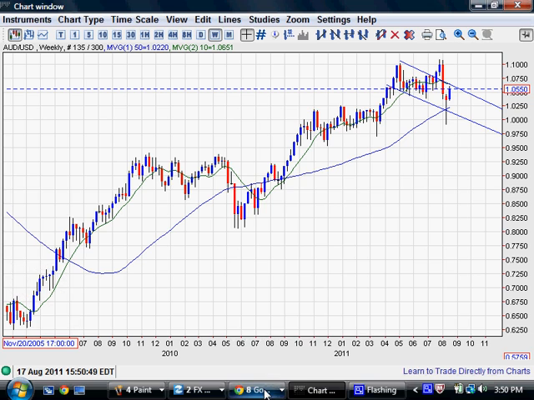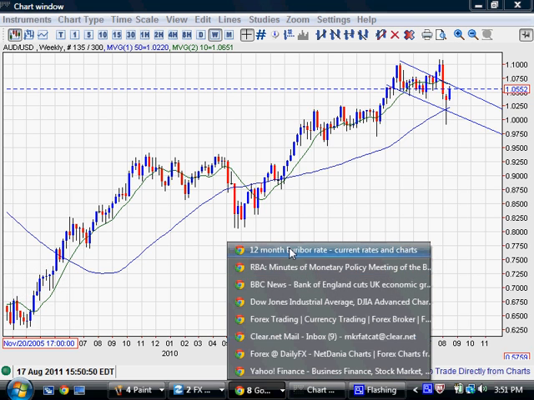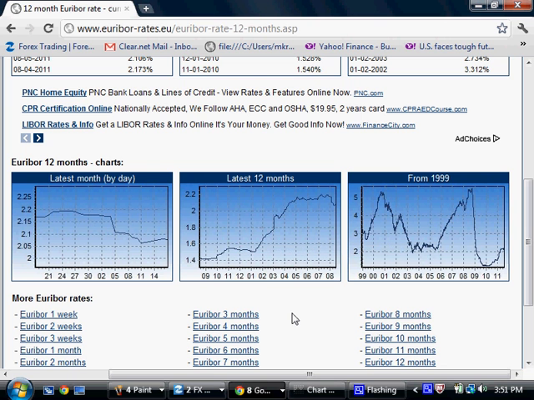So the 12-month Euribor rate is one of the things that's important to watch to get an idea of the concerns about the Eurozone.